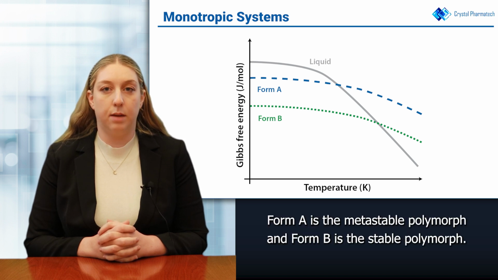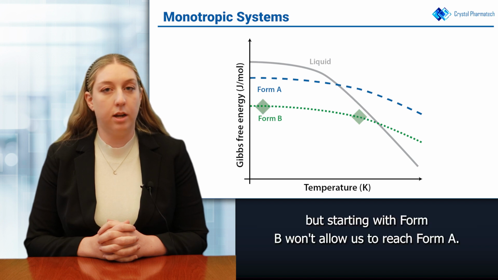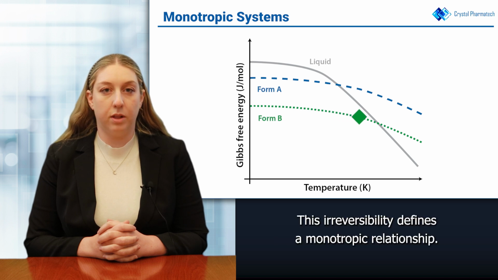Form A is the metastable polymorph, and Form B is the stable polymorph. By heating Form A above the transition temperature, we can obtain Form B, but starting with Form B won't allow us to reach Form A. This irreversibility defines a monotropic relationship.